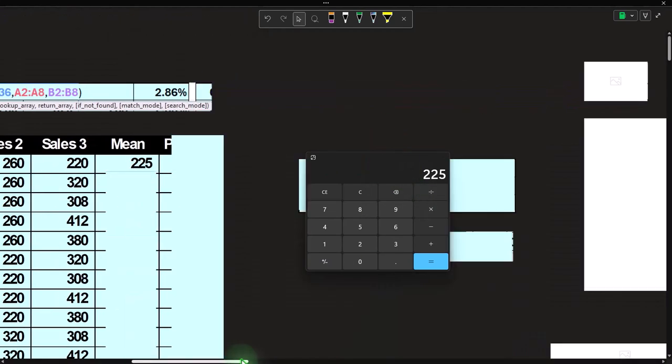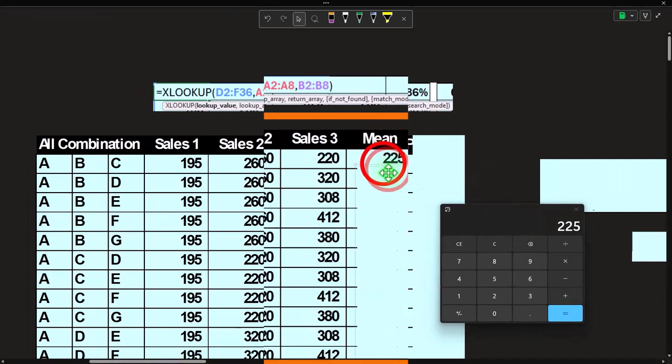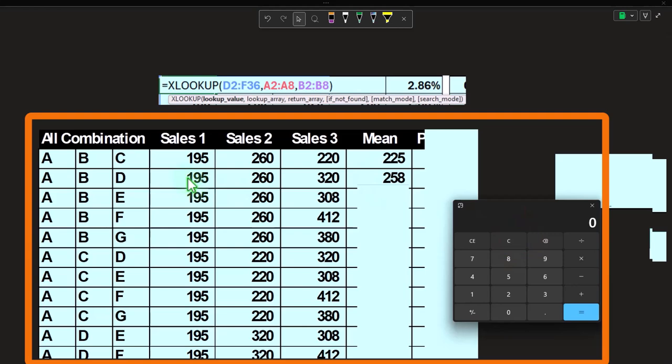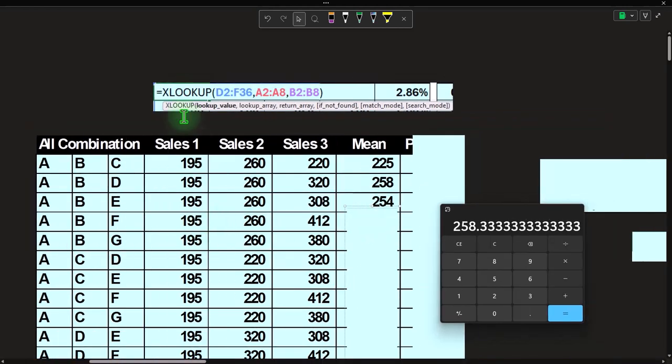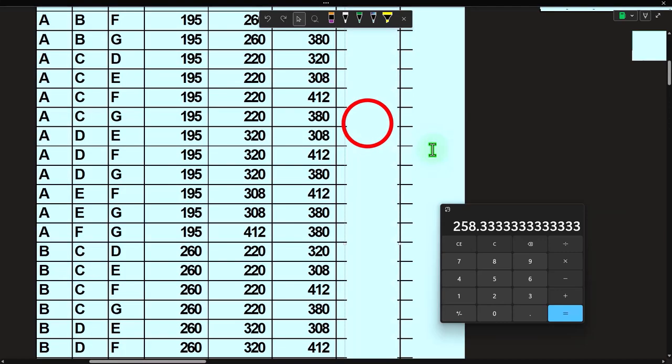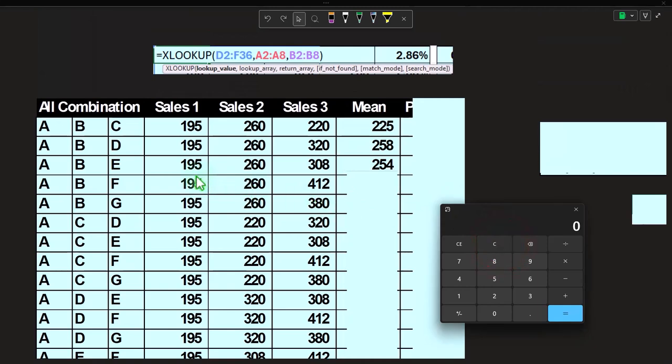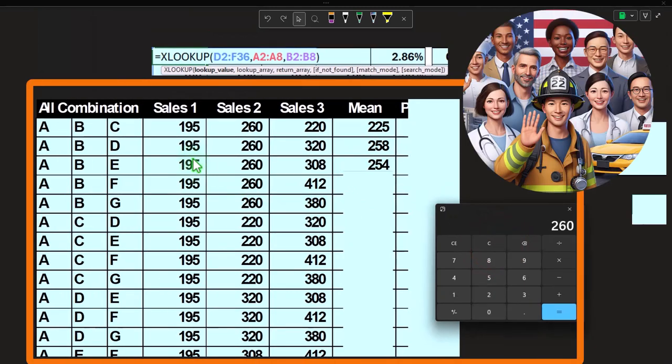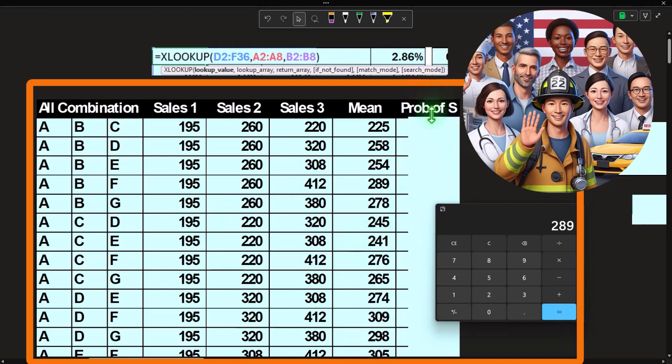We're going to do that for all combos here. So if we took the mean of all combos, the mean of this one would of course just be the 195 plus the 260 plus the 320 divided by 3, and that's that one. And the mean of this one is just going to be the... Let's do this one. This is just the 195 plus 260 plus the 380 over 3, and so on and so forth. Let's just try this one. Get this one right. 195 plus 260 plus the 412 divided by 3. So there it is, and so on and so forth. All right, so those are all the means of all possible combinations.